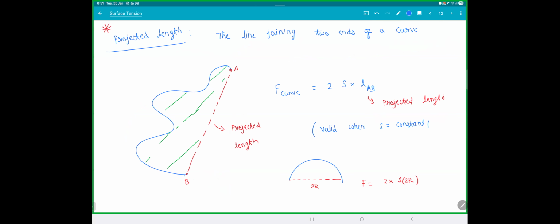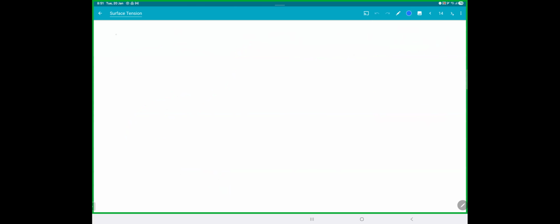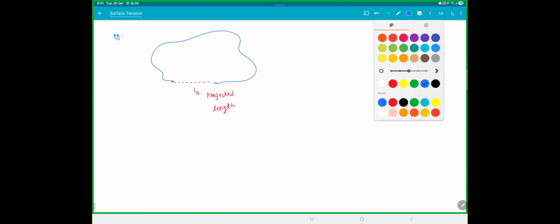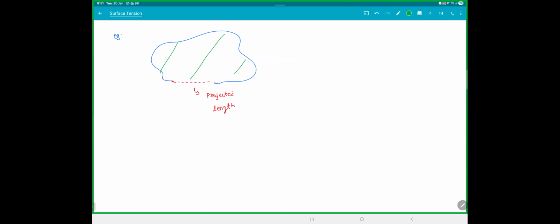Projected length is good, so be careful with that. Let me show you a few more examples of projected length. Again, if you have a random amoeba shape, it doesn't matter. Take the two ends, join them. This is the projected length. If you take a closed figure, the projected length is 0. That means the force is 0.